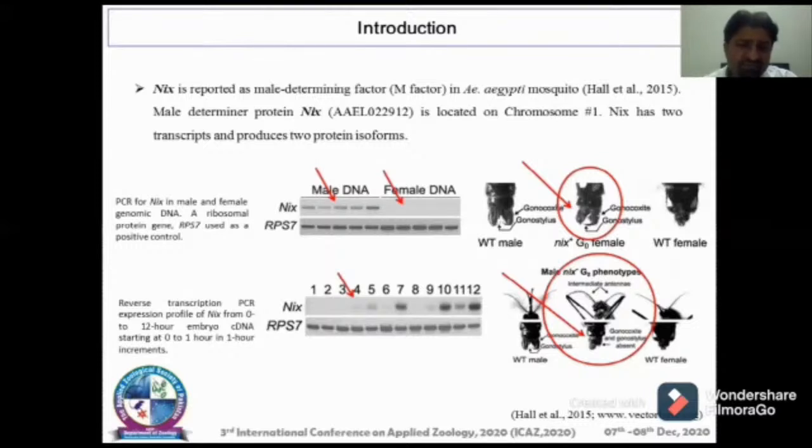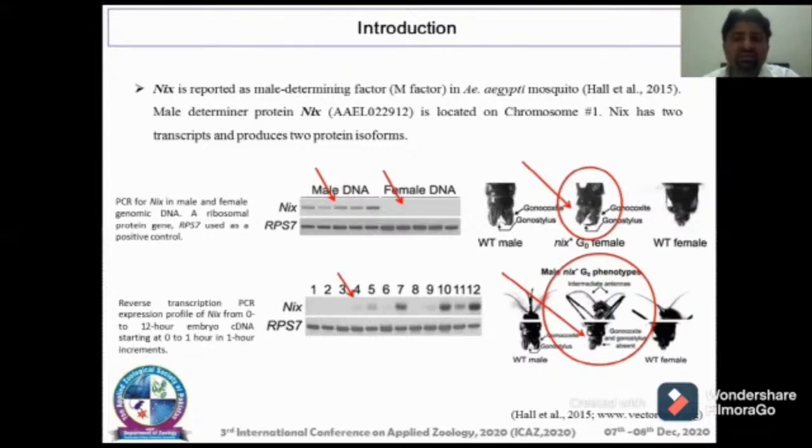So you can see in the left panel, in males, this is a PCR of the Nix gene. You can see in males it is expressed, but in females it is not expressed. Below in the left panel, you can see from 0 to 12 hour embryonic stages, it is going to be expressed at the fourth hour during the egg stage. In the upper right panel, you see that if Nix is expressed in females, they develop maleness in their body parts, and if it is absent in males, there is no male genitalia developed. So this is the M factor from which we can learn that if we express Nix in females, they develop into males, and if it is not expressed in males, they are no more males.